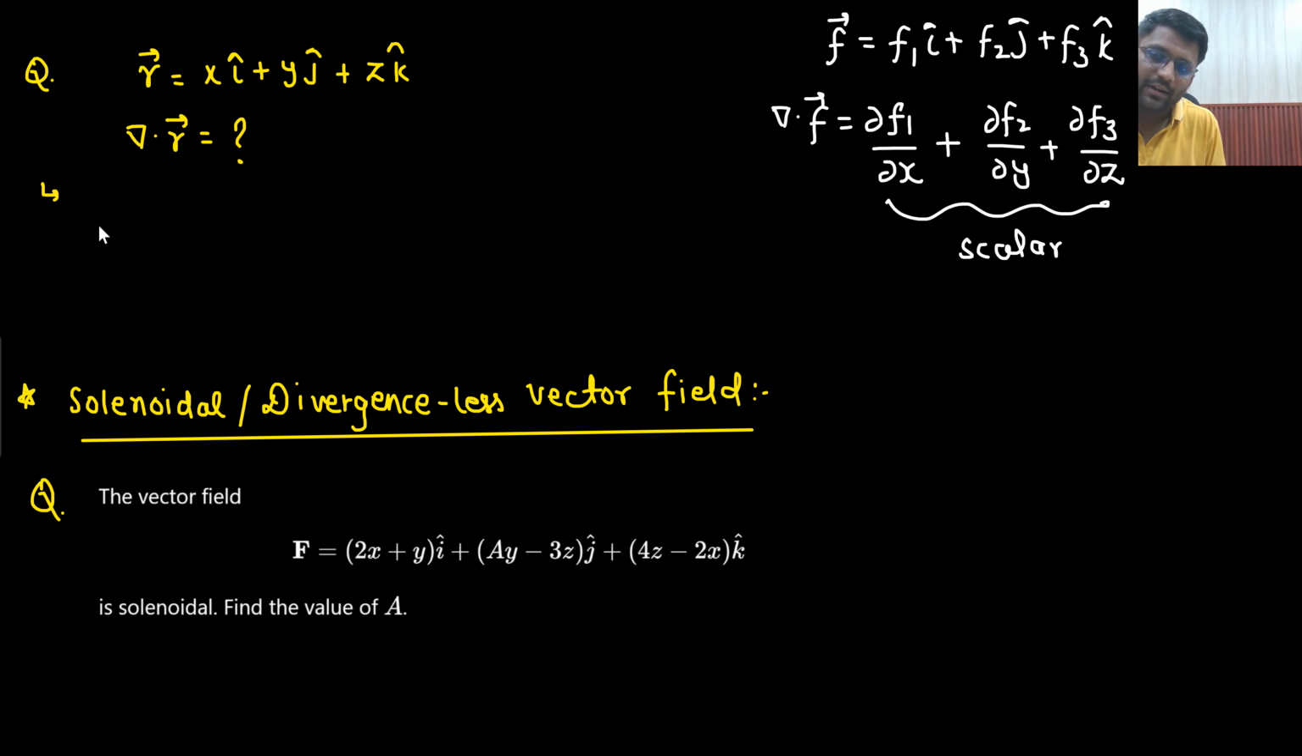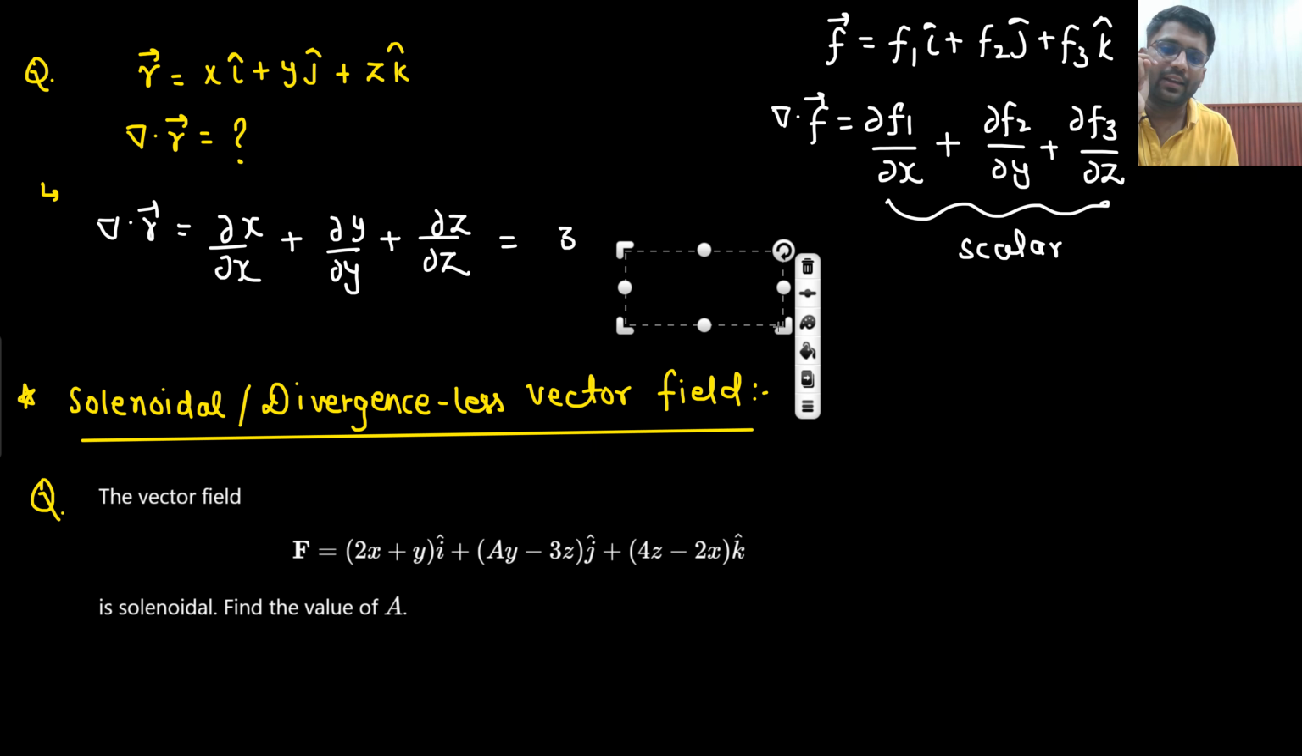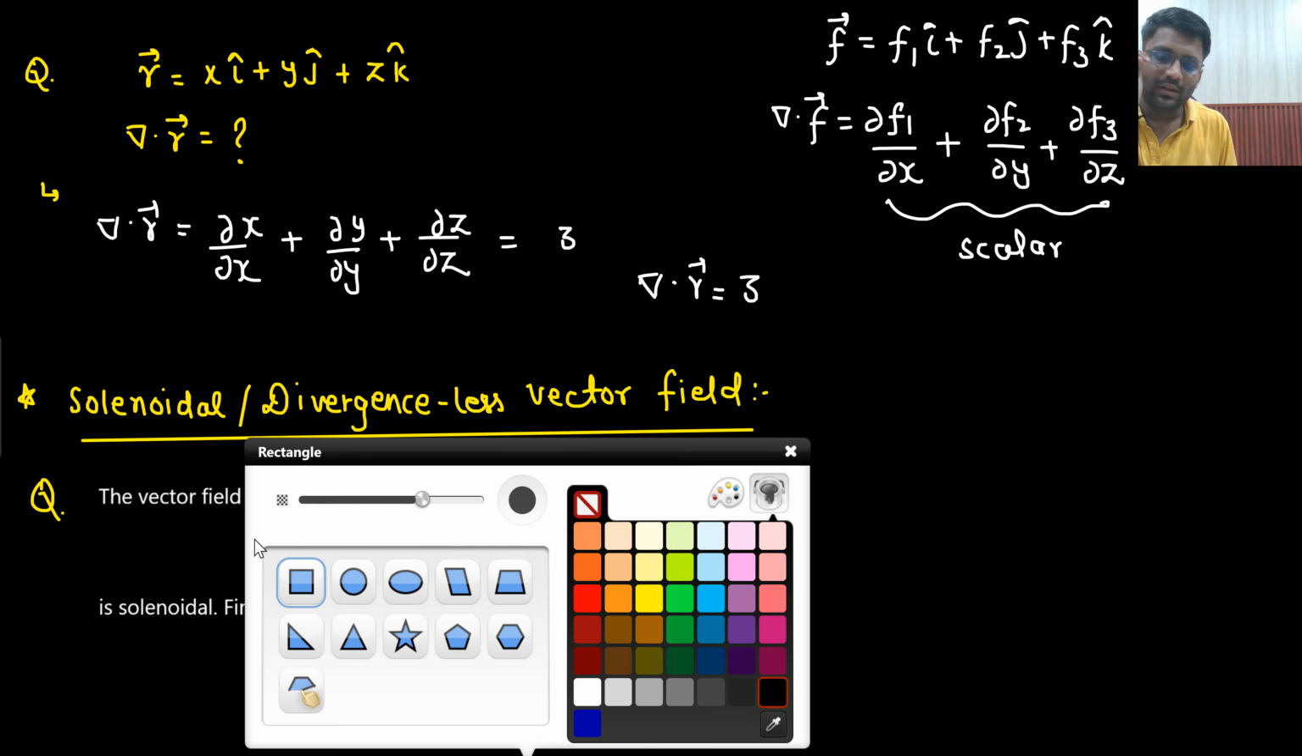So del dot R I am supposed to calculate. Sir, first differentiation with respect to x of the i cap quantity, plus differentiation with respect to y of the j cap quantity, plus differentiation with respect to z of the k cap quantity. What is the answer you are getting? 1 plus 1 plus 1, the answer is 3. So you need to remember that del dot R vector is nothing but 3. Always remember it in your mind. Again and again, you are not supposed to pick the pen and calculate it in the examination.